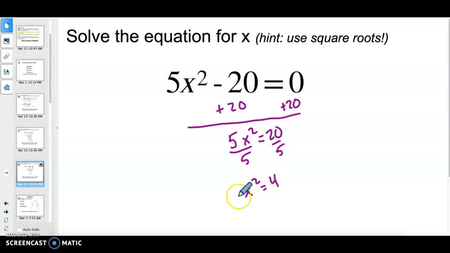We've got the x squared by itself, so we can take the square root of both sides. So we're left with x equals 2 and also negative 2. So that's how you handle it if you have multi-steps. You want to get x squared by itself first, then take the square root of both sides.